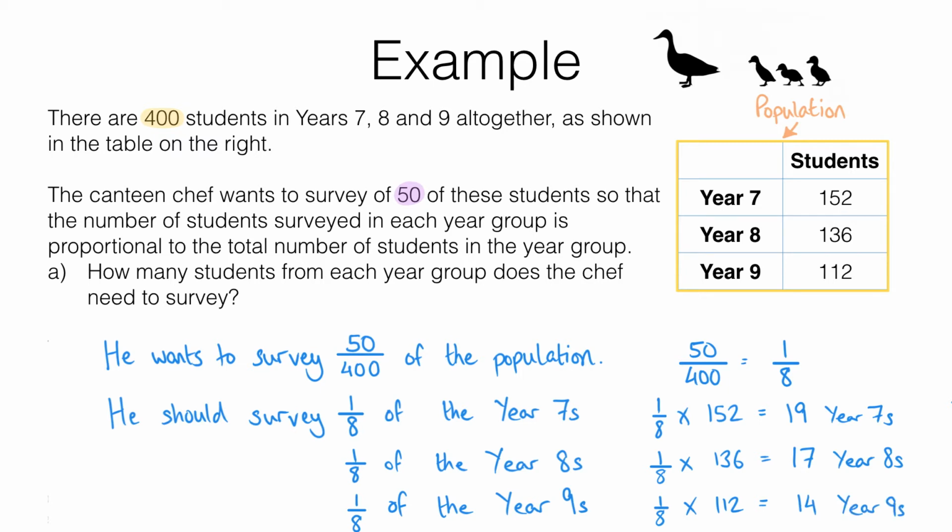And there is our answer. He should survey 19 year 7s, 17 year 8s, and 14 year 9s. And we can check that our answer is sensible because remember, he wanted to survey 50 students. And if we've done this correctly, these here should add up to 50. And if we just check, we can see that 19 plus 17 plus 14 does equal 50.